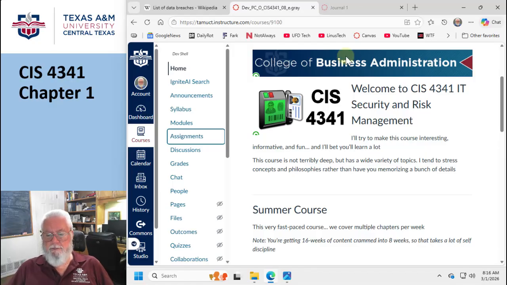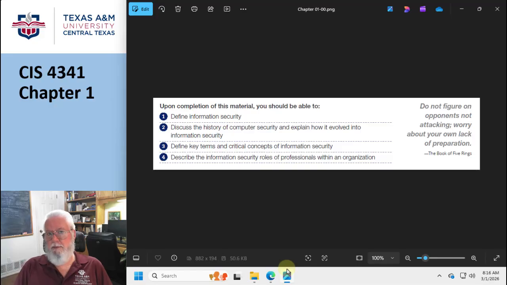Cool. All right, so page 1 in the book. What are the learning objectives? Basically, to being able to define the terms, that's kind of simple. Understand some of the history, because some of the history is kind of fascinating. Some additional key terms, and then the security roles as they apply.